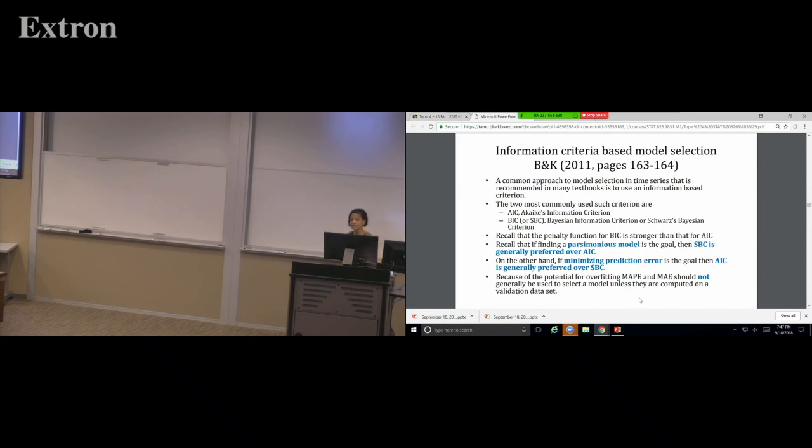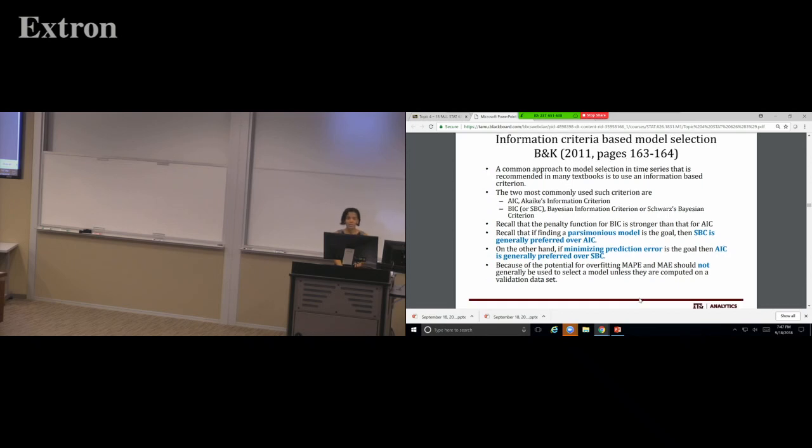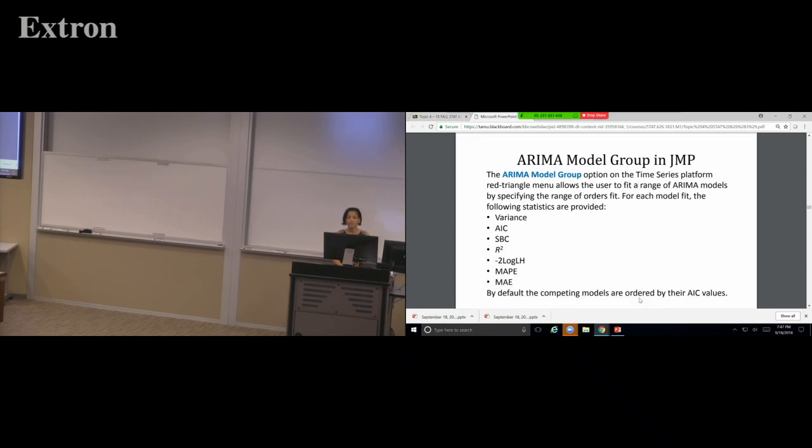So there is a third idea. We've talked about using the extended sample autocorrelation function to help us come up with p and q. We've talked about using SCAN to help us come up with p and q. There's a third option, and it's based on the idea of information criteria, using a software system like JMP. Specifically, the analysis section in JMP that you're using is called ARIMA Model Group.